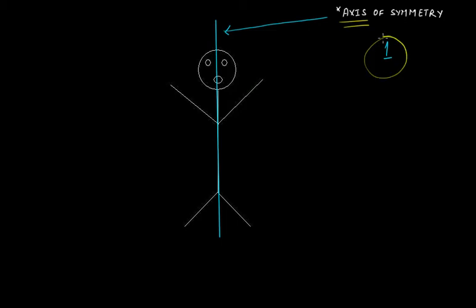And in this video, we are going to discuss this thing only, that in a given figure, how many axes of symmetries are possible. Let's take this one and let's imagine that this is our axis of symmetry.